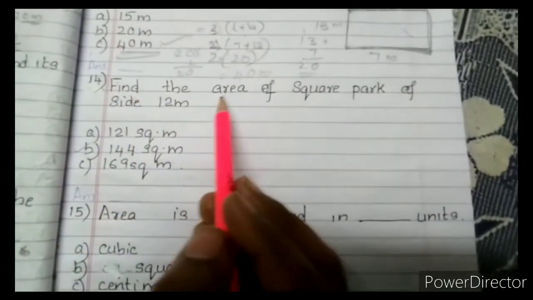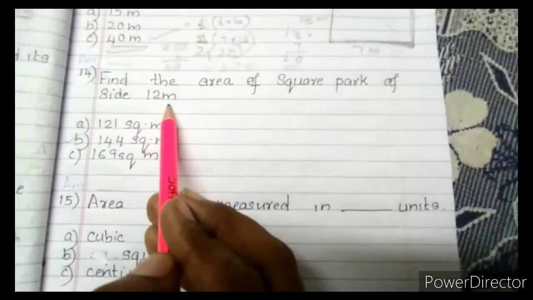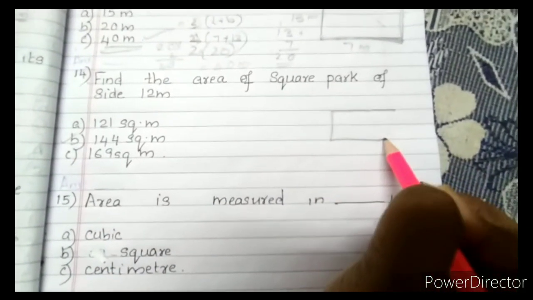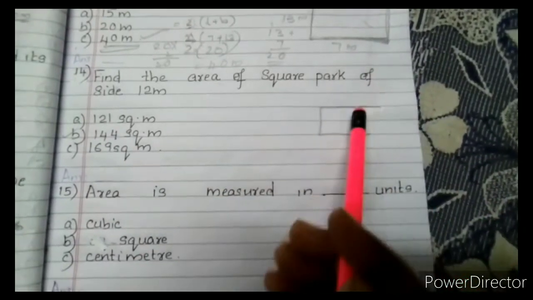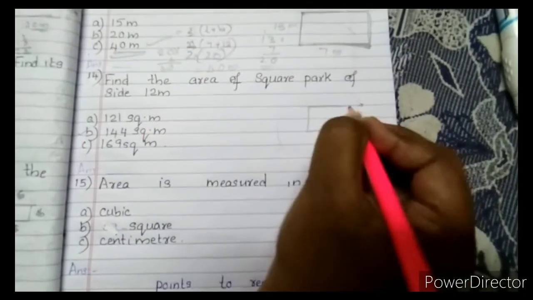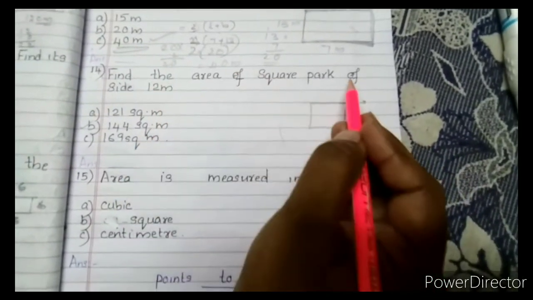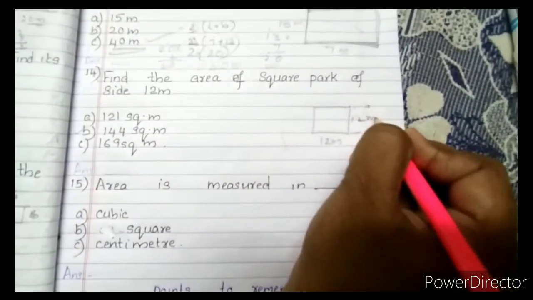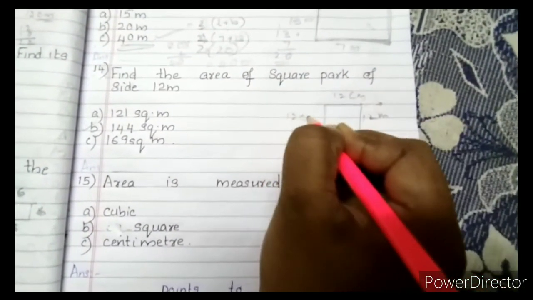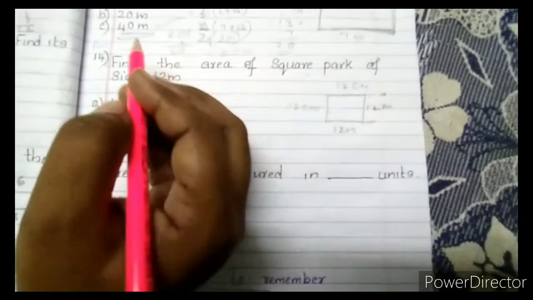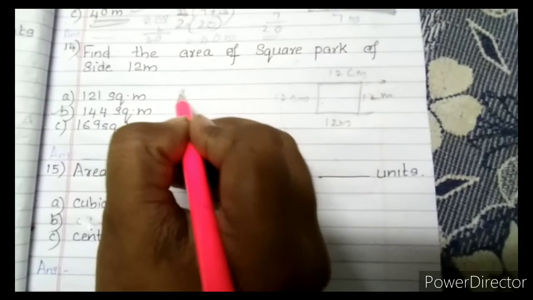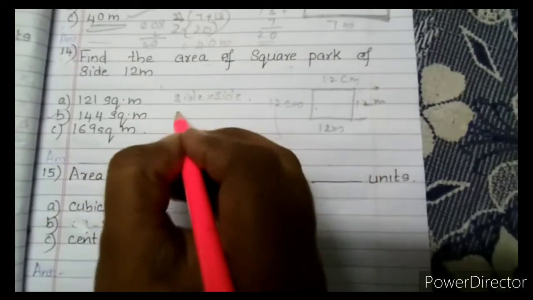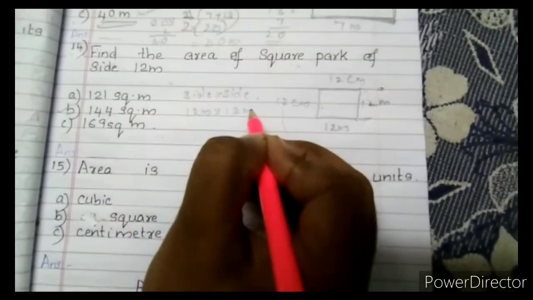Last question, 14. Find the area of a square park of side 12 meter. Okay, square park. That means we draw a square, then of side 12 meter. In a square all sides are equal, so we write 12 meter on all sides. Then find the area of the square. What's the equation? Area of a square is equal to side into side. One side is 12 meter, so 12 meter into 12 meter.